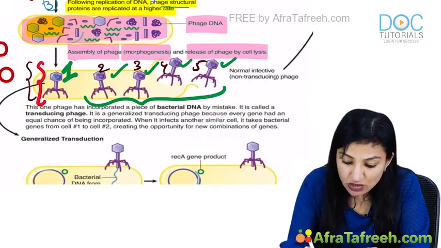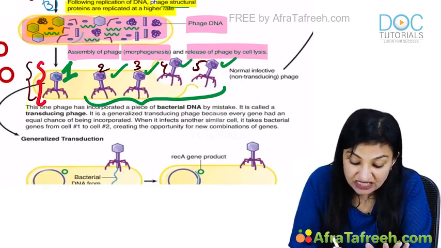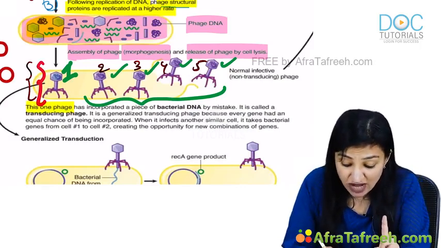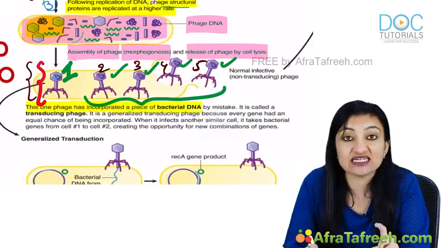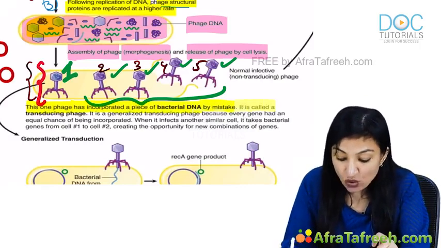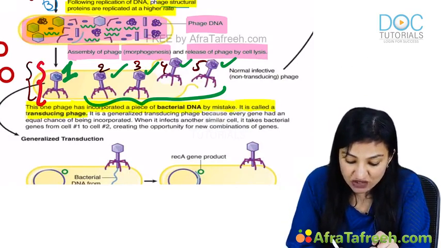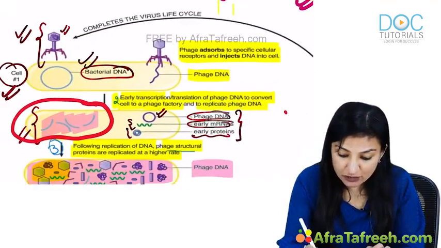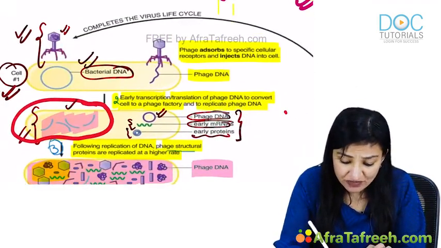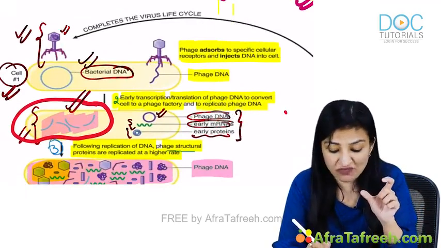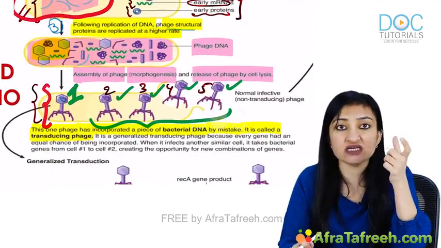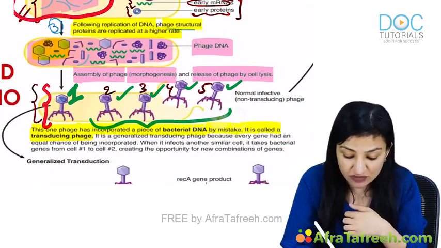So what has happened is that this one phage, phage number 1, which I have marked in green color, has incorporated a piece of bacterial DNA by mistake. It is called a transducing phage. Now guys, out of so many different bacterial chromosomal fragments, any fragment can be erroneously picked up during assembly of the phage.